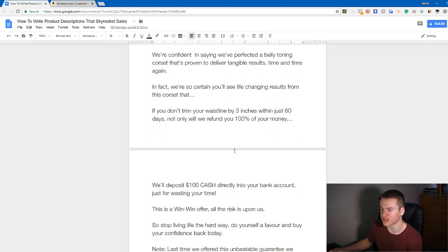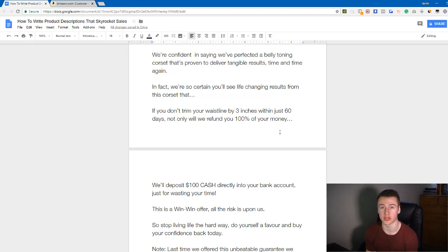In fact, we are so certain you'll see life-changing results from this corset that if you don't trim your waistline by 3 inches within just 60 days, not only will we refund you 100% of your money, we'll deposit $100 cash directly into your bank account just for wasting your time. This is a win-win offer. All the risk is upon us. Smashed it. That guarantee is absolutely fire.